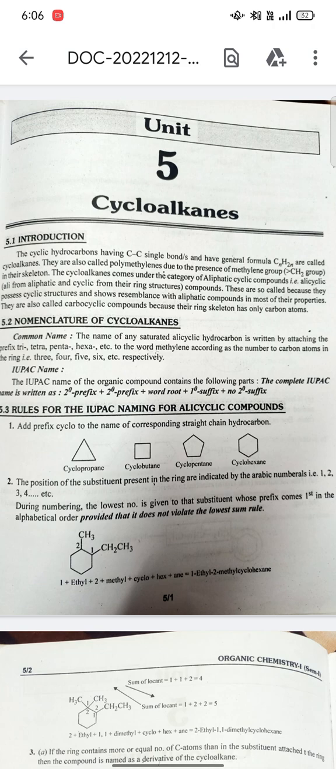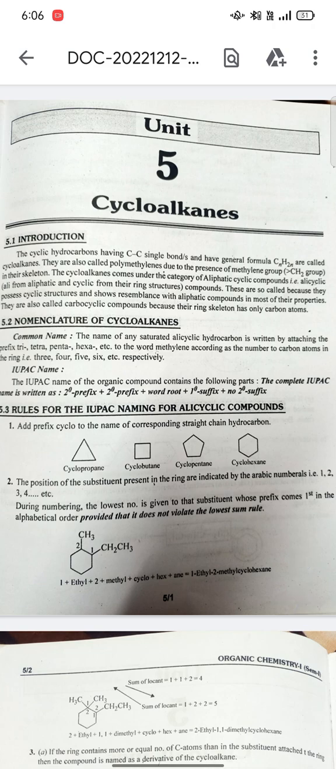Cycloalkanes. Introduction. The cyclic hydrocarbons having C single bonds and having general formula CnH2n are called cycloalkanes. They are also called polymethylenes due to the presence of methylene CH2 group in their skeleton.